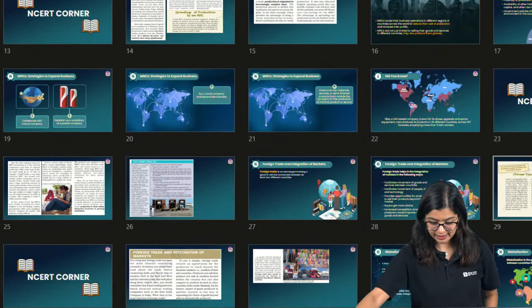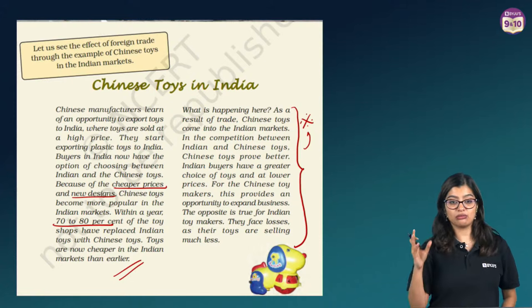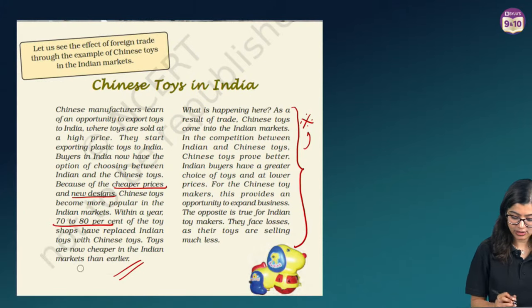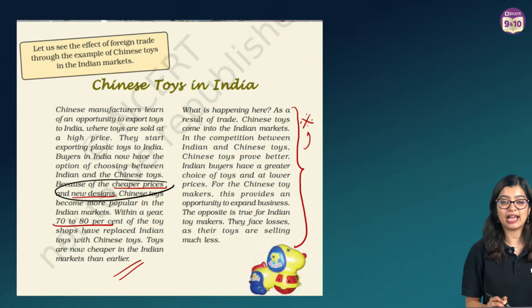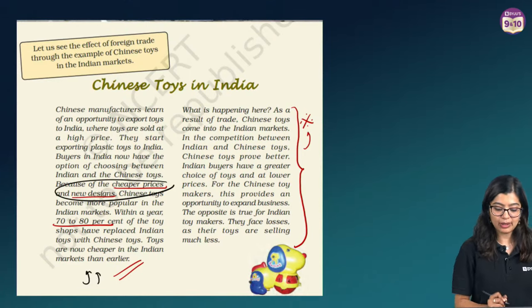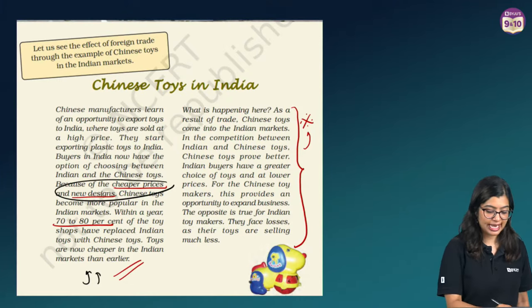Where is it? Chinese toys. We all remember our Chinese toys example, right? What is the intent of Chinese toys? We saw that in the case of Chinese toys, they were sold at cheaper prices and new designs. As a result, within a year, there was an increase in production, yes?